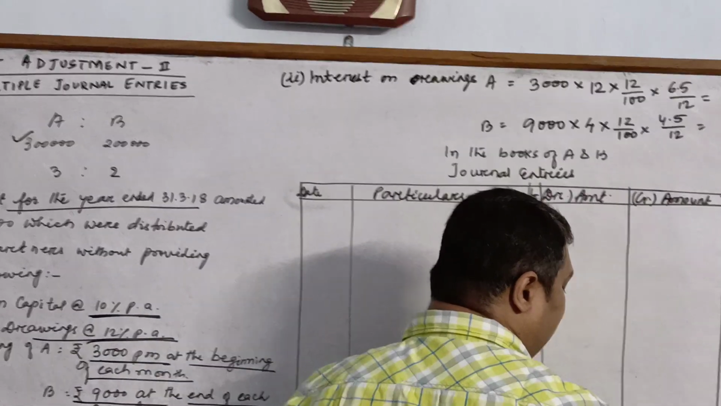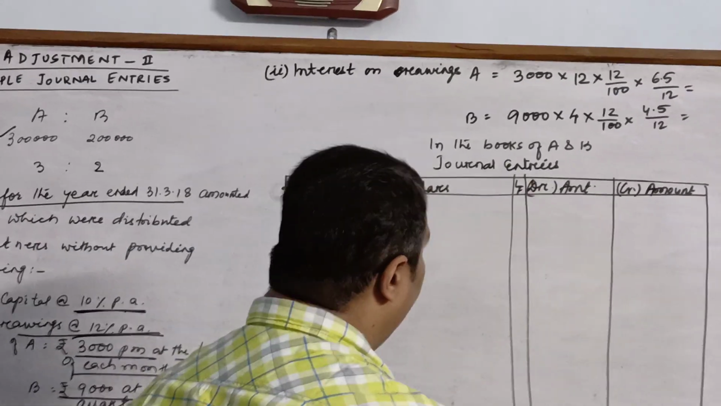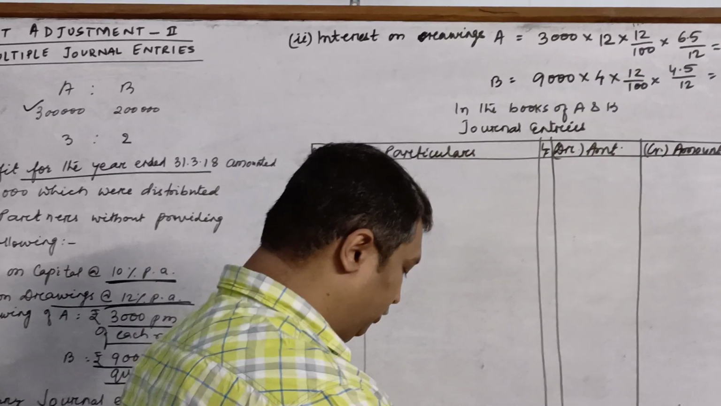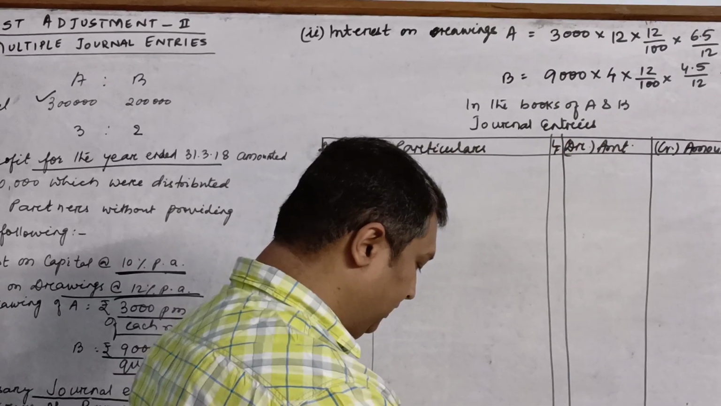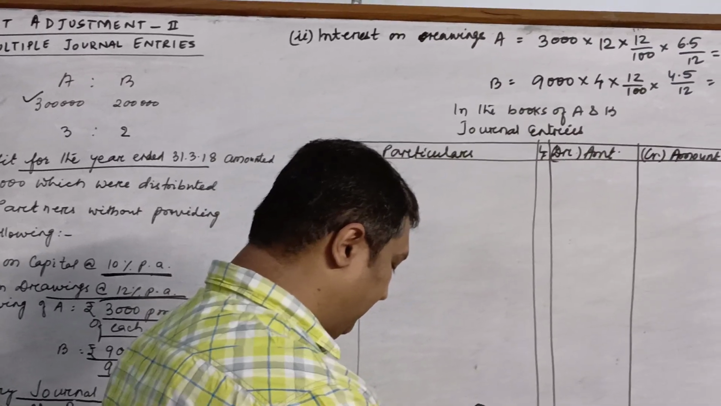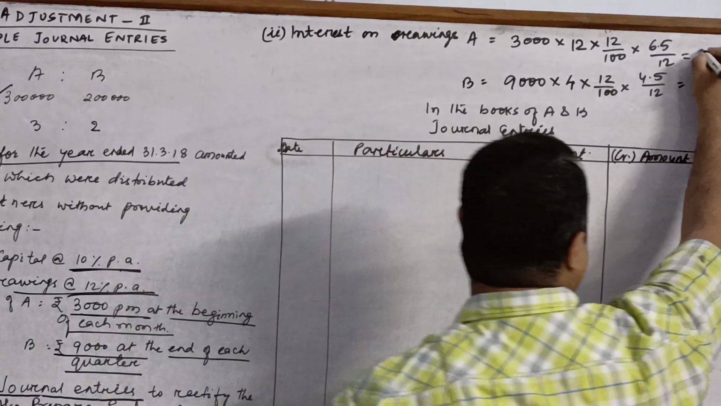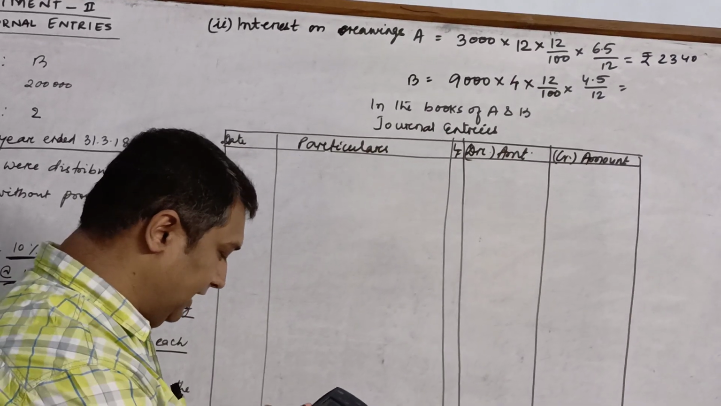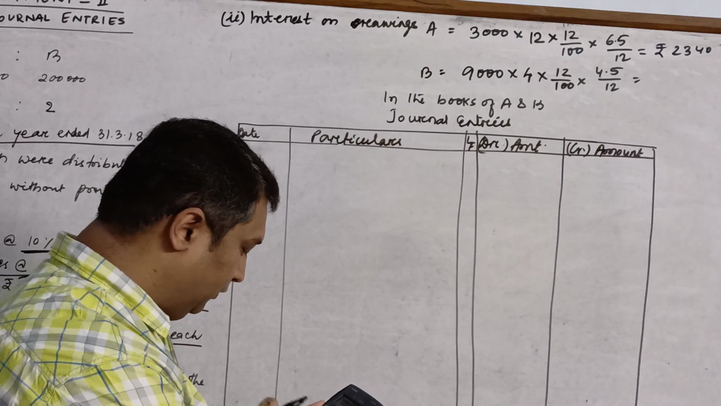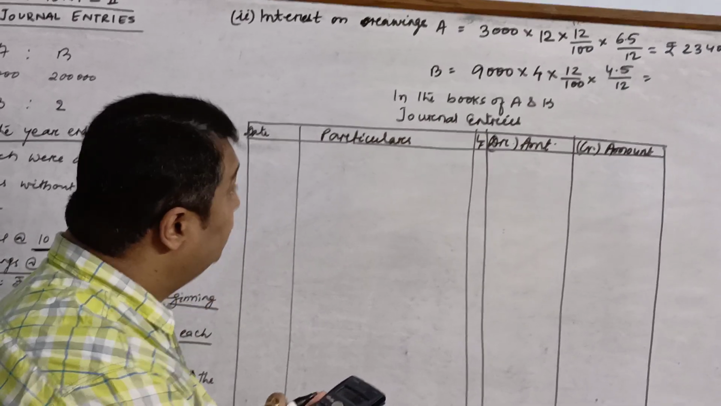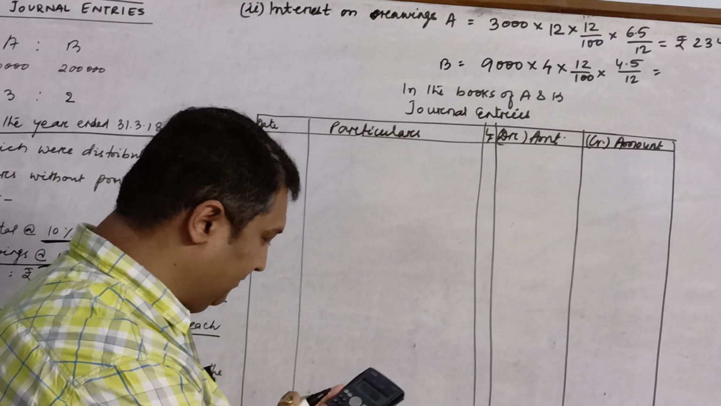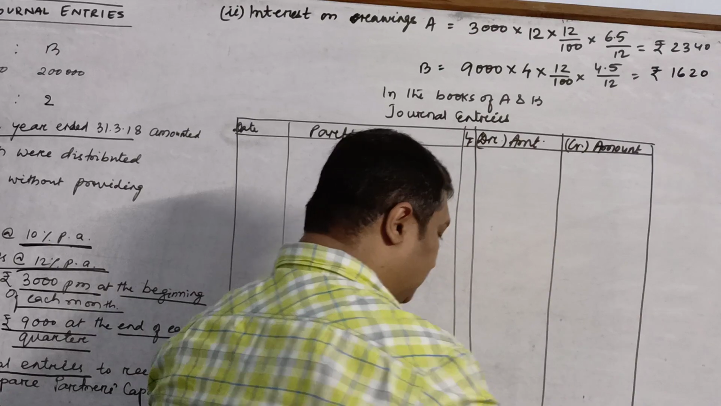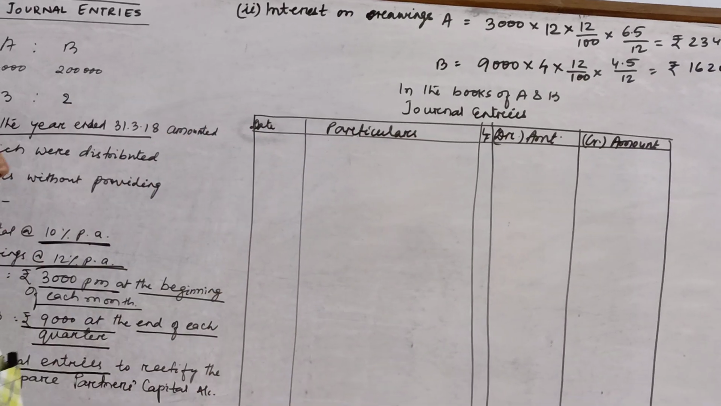Now when you solve this, 3000 into 12% into 6.5 divided by 12, it is rupees 2340. And the second one, 9000 into 4 into 12% into 4.5 divided by 12, it is rupees 1620. So this is your interest on drawings. Both the working has been done.